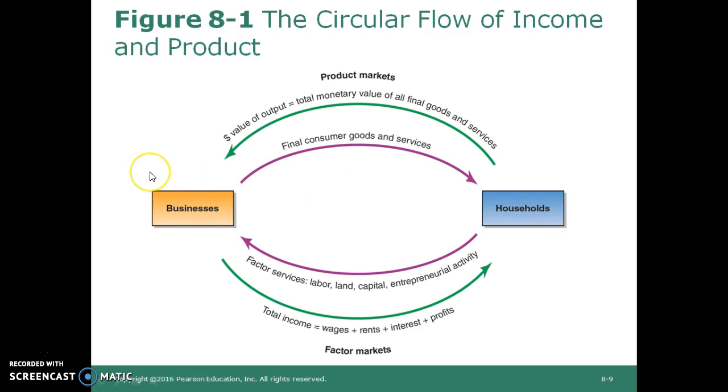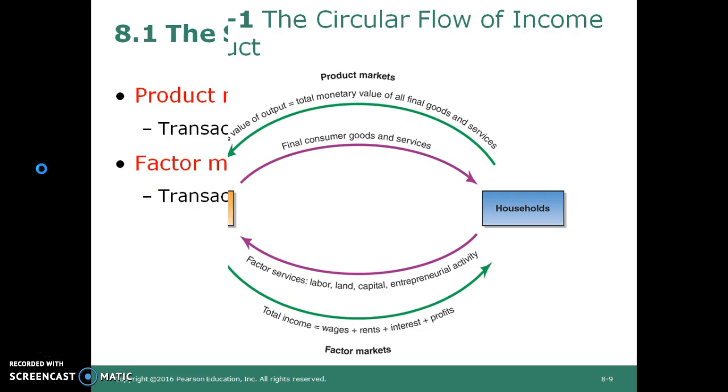businesses, households, international sector. You notice that businesses are supplying things to households, whereas households are giving businesses to supply things. Households are also supplying the factors of production, whereas businesses are giving us payments or rent payments for those factors of production. So that's the simple circular flow of income and products between households and businesses.